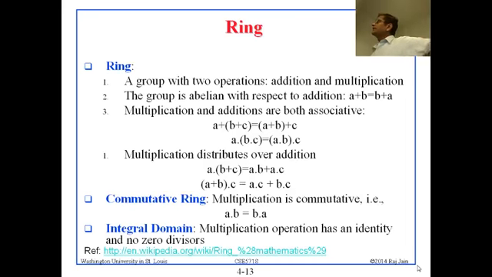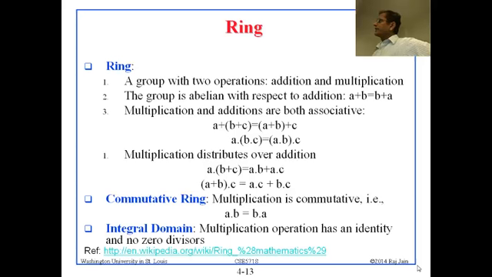So the ring is a group with 2 operations, and we can call them addition and multiplication. It is abelian with respect to addition, and they are associative. Multiplication and addition are both associative. Multiplication distributes over addition, and it is commutative. Multiplication is commutative.